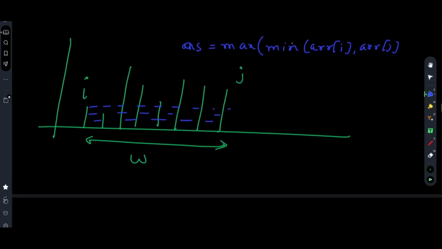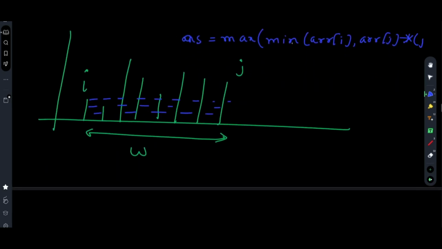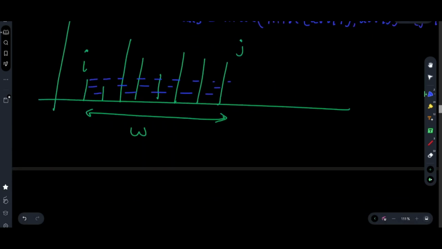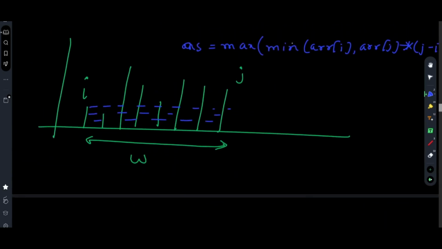This is surely the amount of water that is stored. So the amount of water stored and your previous answer.